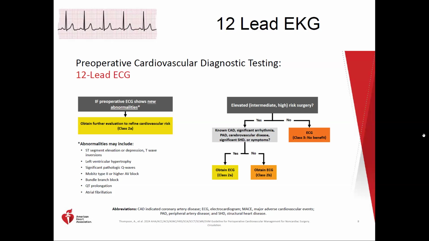Now, this was new too. If there are new abnormalities, obtain further evaluation. And I was like, oh, this is going to be a problem, because when's the last time you saw a normal EKG on one of our patients, right? Not too often. So basically, this is the stuff you should be looking for. Like, ST depression is very specific for ischemia, if it's not a repolarization abnormality.